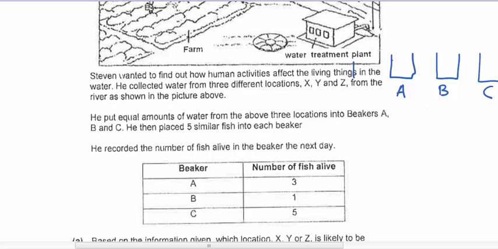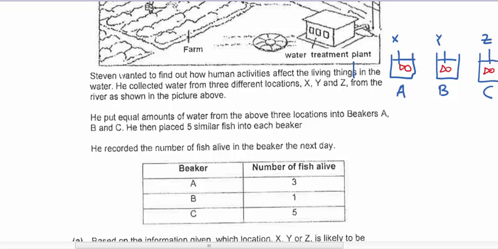Now, these are all water taken from 3 different sources. This one is X, this one is Y, and this one is Z. Okay. So then I have small little fishes inside. I'm going to draw one, but he put 5. So he put 5 in each.